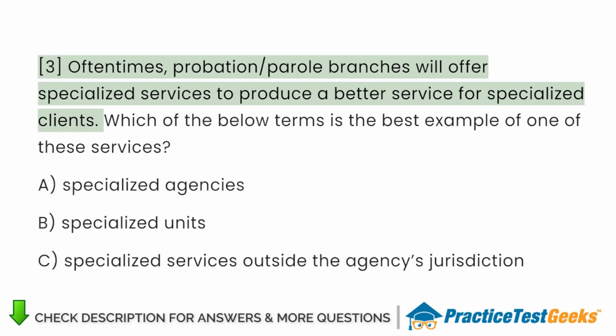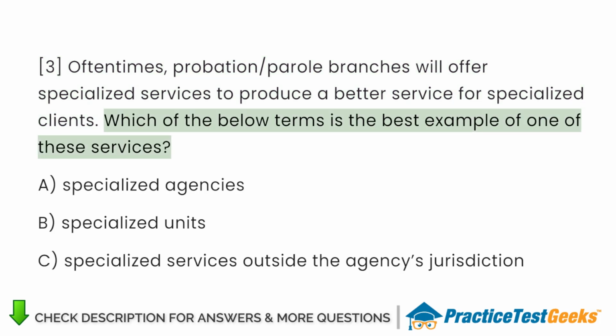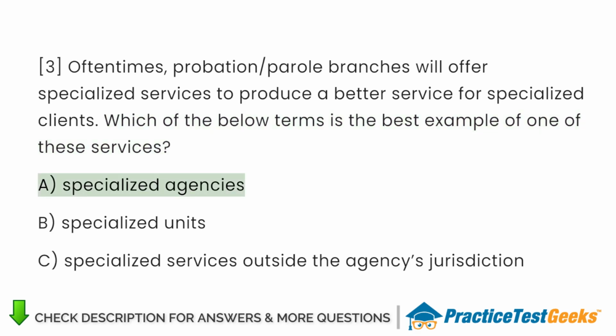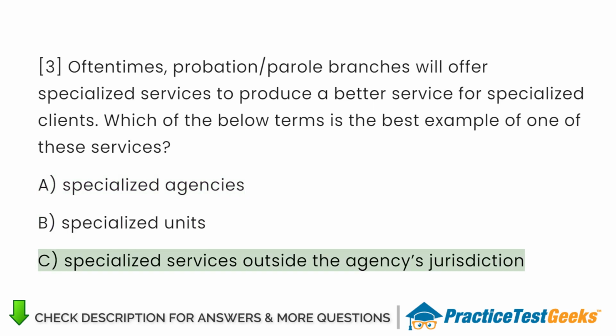Oftentimes, probation parole branches will offer specialized services to produce a better service for specialized clients. Which of the below terms is the best example of one of these services? A. Specialized agencies. B. Specialized units. C. Specialized services outside the agency's jurisdiction.